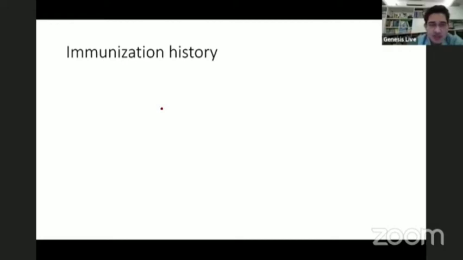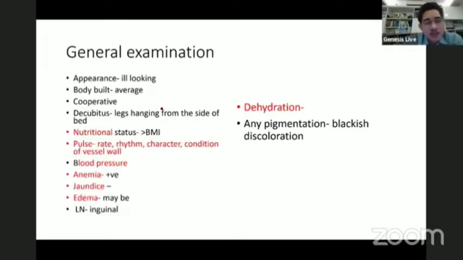Immunization history, part of the general history, you can take it. General examination. What are the important points? Nutritional status. The patient may have a high BMI or low BMI. High BMI or obese people might give you an idea that the patient may have hypercholesterolemia, maybe has an atherosclerotic disease. Pulse, most important. For general examination, take the radial pulse. And when we go to the systemic examination, you take the pulse of all the major vessels. We must record the rate, the rhythm, the character, the condition of the vessel wall.